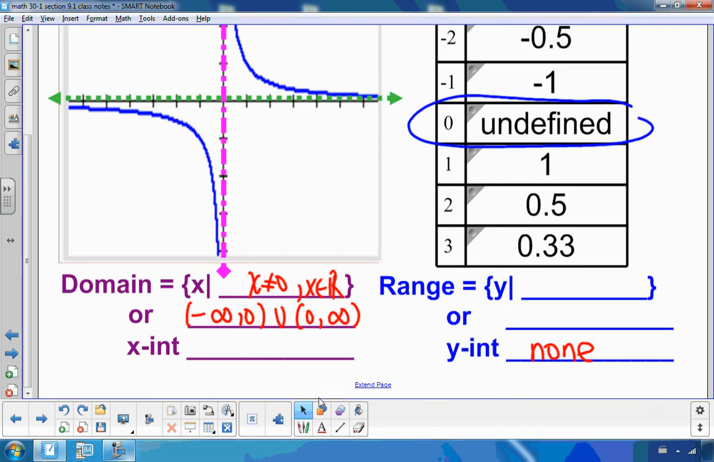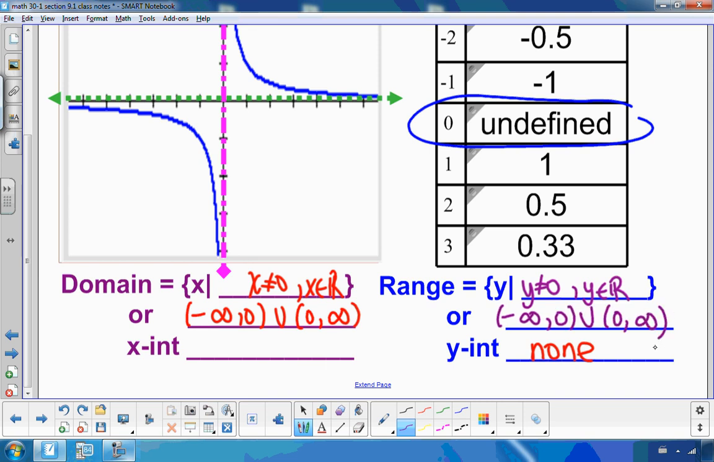So the range for y is the set of all y such that y cannot equal 0, but is any other real number. Or if you want to use interval notation, negative infinity up to but not including 0, or not including 0 up to but not including infinity. Now, because I can't have y be 0, that means that I do not have an x-intercept.